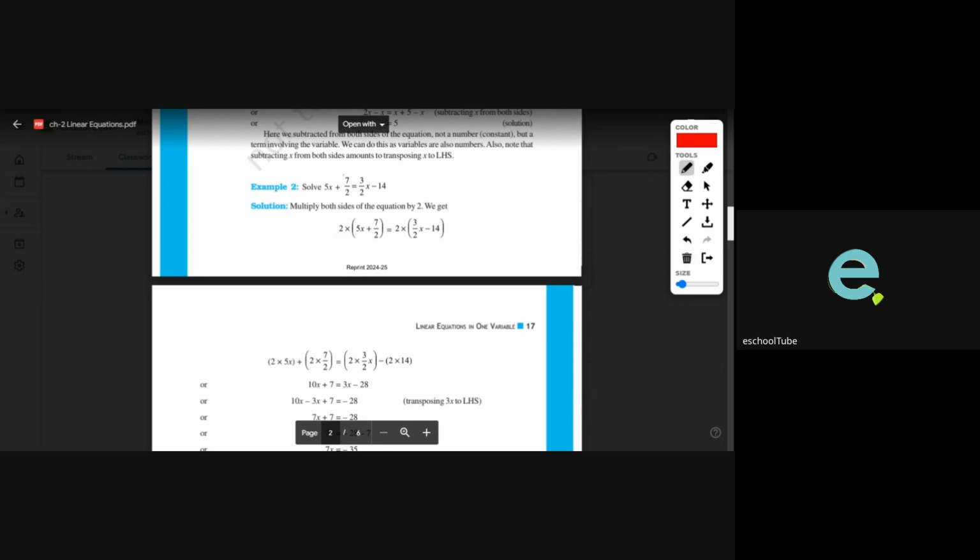So how much will it be? 2 into 5x is 10x. 2 into 7 upon 2 is 7. Then you multiply 2 by this, the 2 and 2 get cancelled. You get 3x. Then you multiply this 2 by negative 14. You get negative 28. Now you see the denominator, the denominator 2 of our fraction, that is removed. And now you can solve this equation.